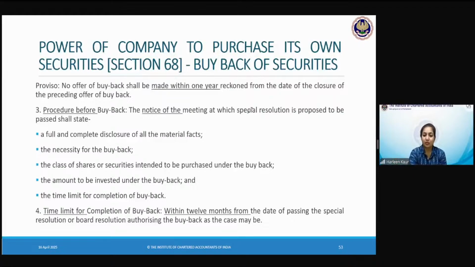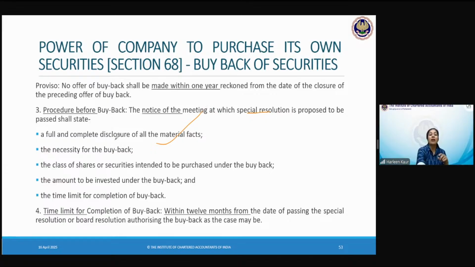When you are doing a special resolution, I told you children, an explanatory statement along with the notice is sent. You will give the full disclosure of the material facts. Why do you need to do the buyback? What are the securities which are going to be purchased? Is it preference shares or equity shares? Amount to be invested in the buyback. Where will you invest this amount of buyback? And what is the time limit of completing the buyback?